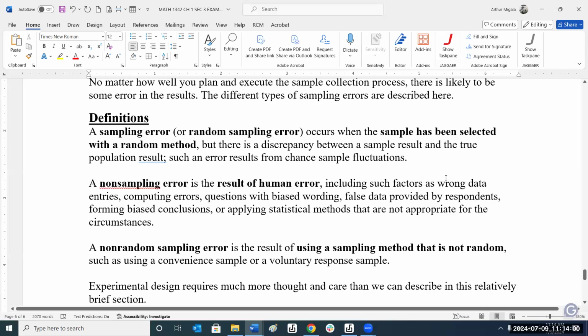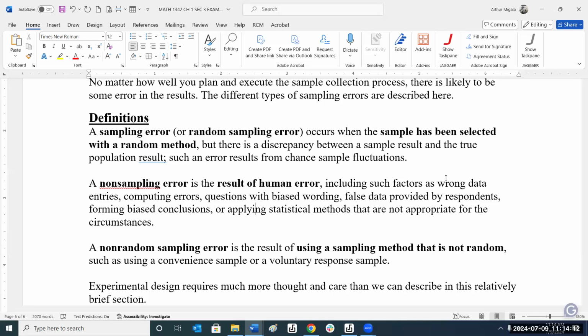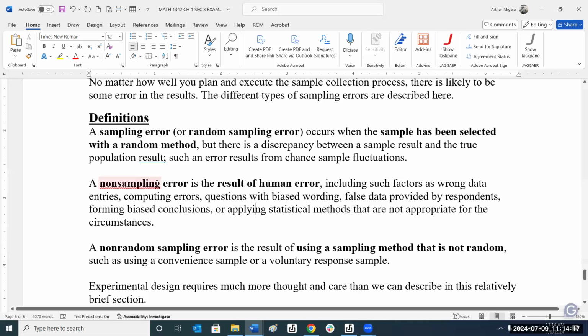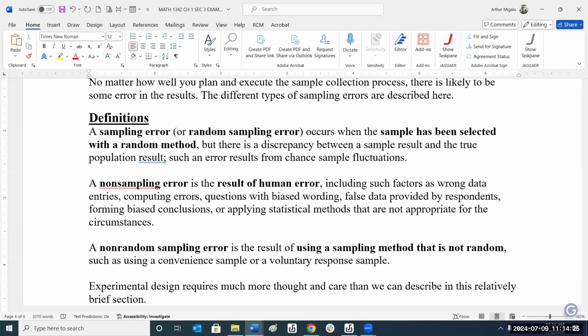Wrong data entry, that could be intentional. Or it could be by mistake. The person was confused or distracted. Again, that's intentional because they chose to be distracted and keep on working instead of trying to do one thing at a time. Computing errors. That's not intentional. That's just you may have used the wrong formula for what you're looking for.